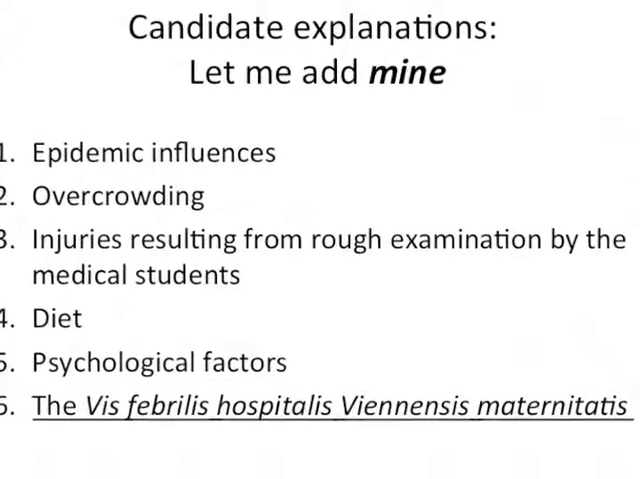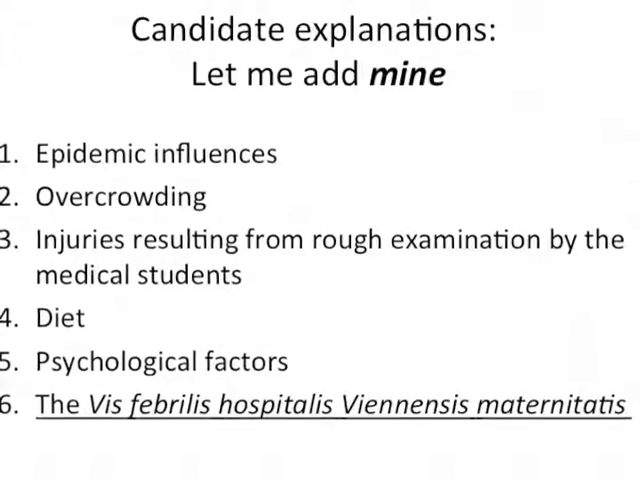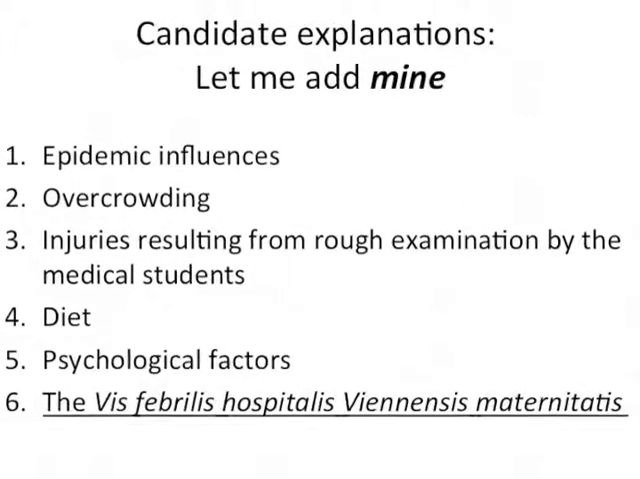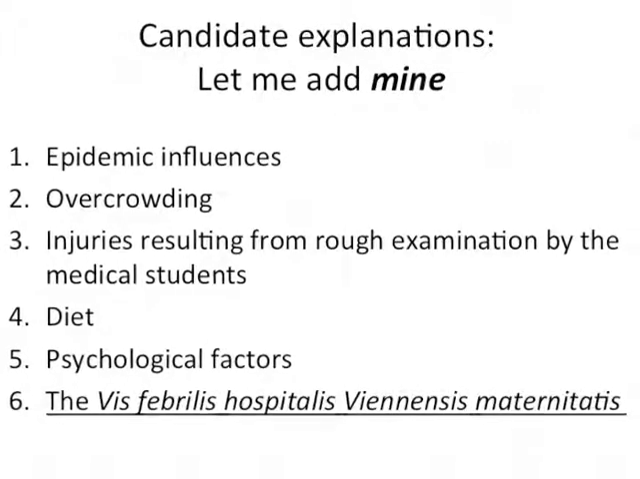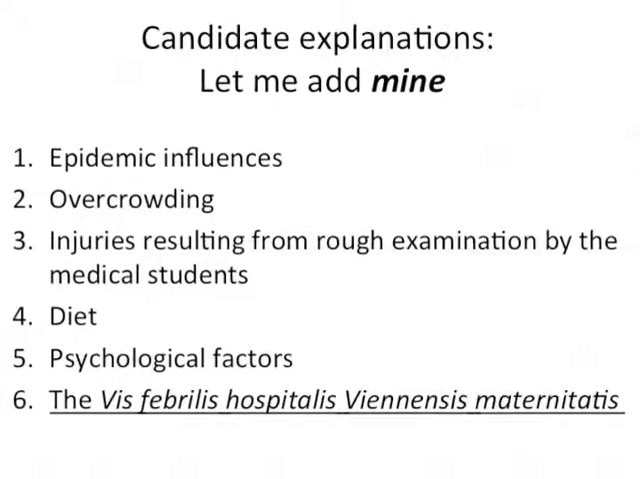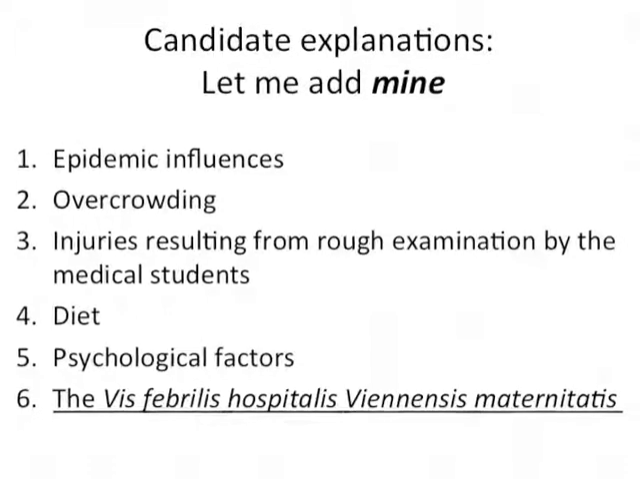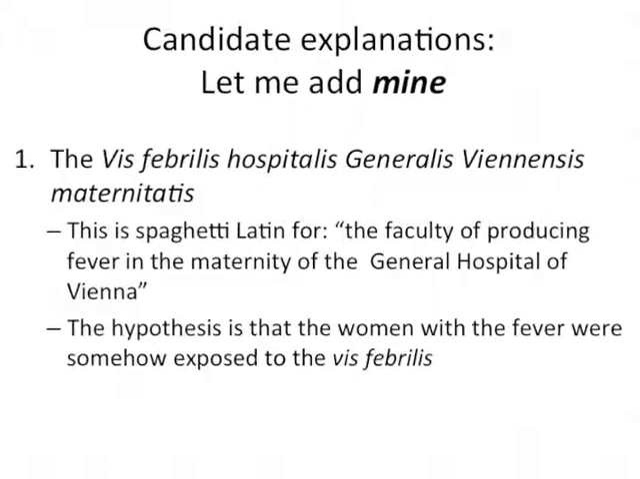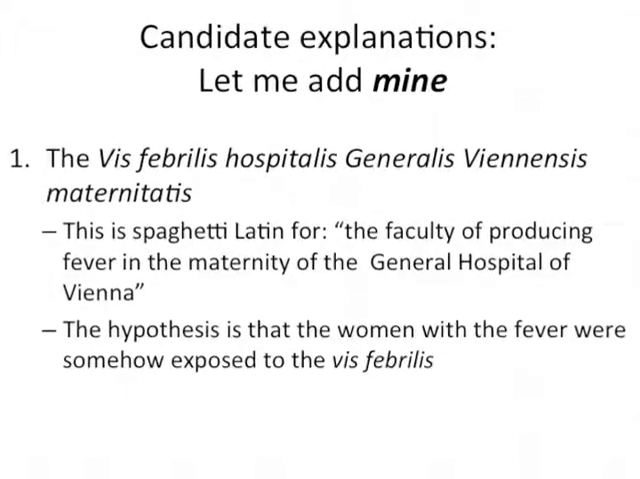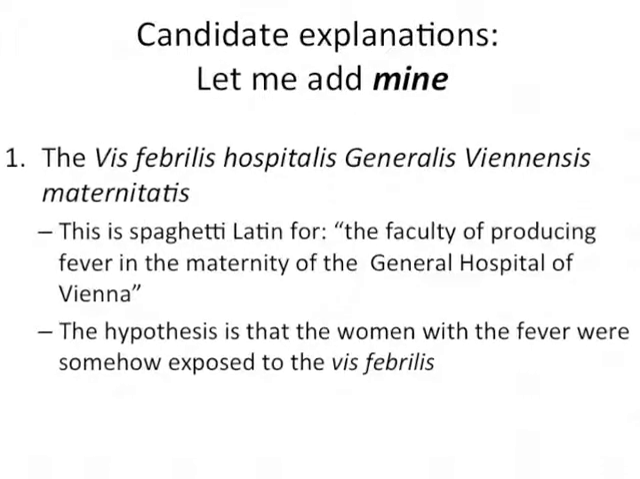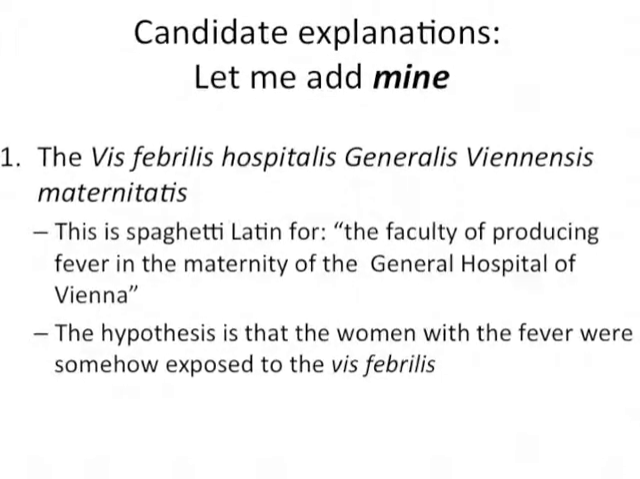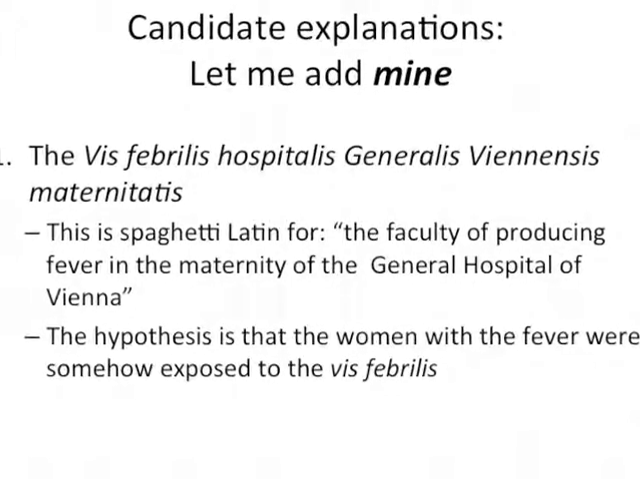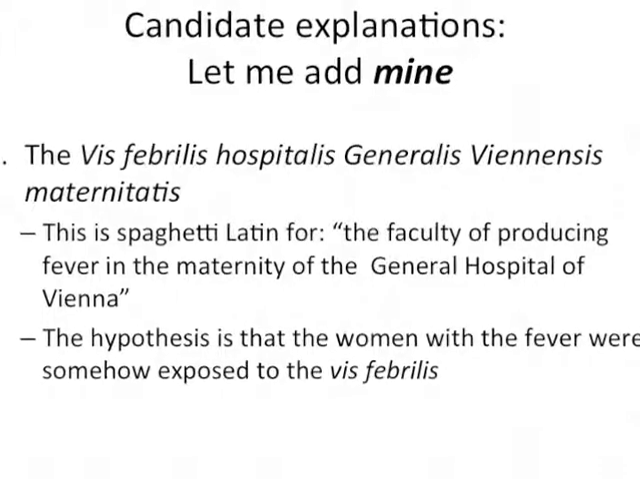And I'll tell you what, I'm going to propose my own explanation. So my explanation is that these cases of child fever are due to the presence in the first division, but not in the second, of the vis febrilis hospitalis vienensis maternitatis. Sounds impressive, huh? Well, this label is basically spaghetti Latin for the faculty of producing fever in the maternity of the General Hospital of Vienna. So the hypothesis is that the women who caught the fever were somehow exposed to this vis febrilis, whereas those that didn't weren't so exposed.